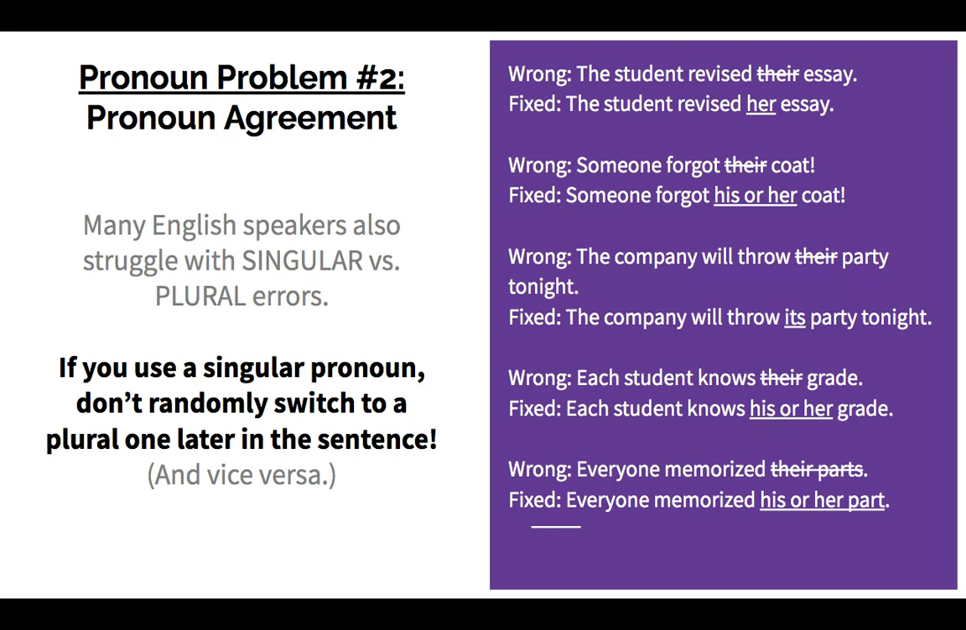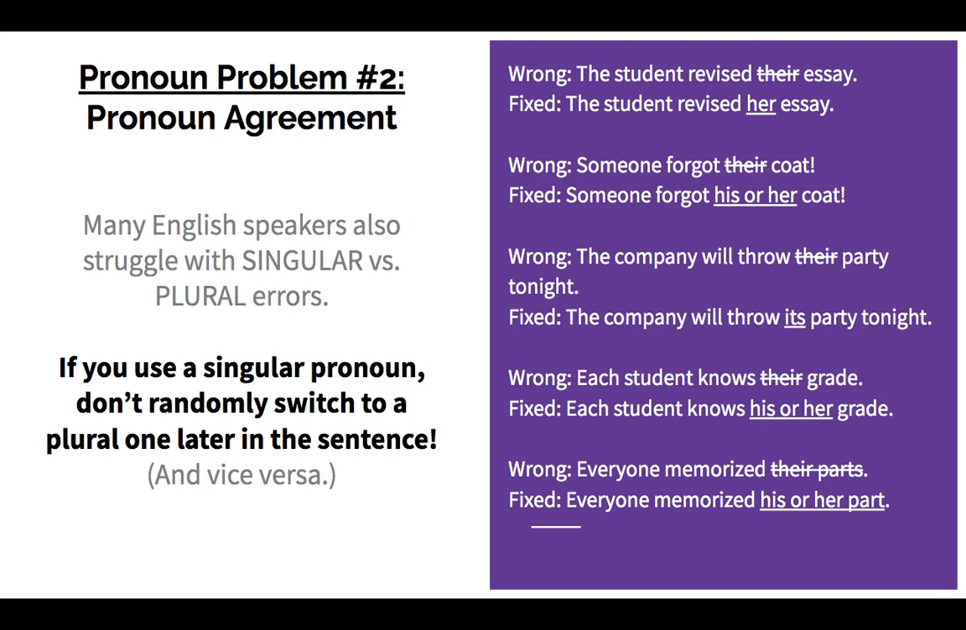Again, someone is one person. "Their" means that there's more than one. Someone forgot his or her coat. Third one, the company. That's a singular thing. It's one entity. The company will throw their party tonight. No. The company will throw its party. Company is singular, its is singular. Each student knows their grade. Again, each student means one. Each student, one student, knows his or her grade.